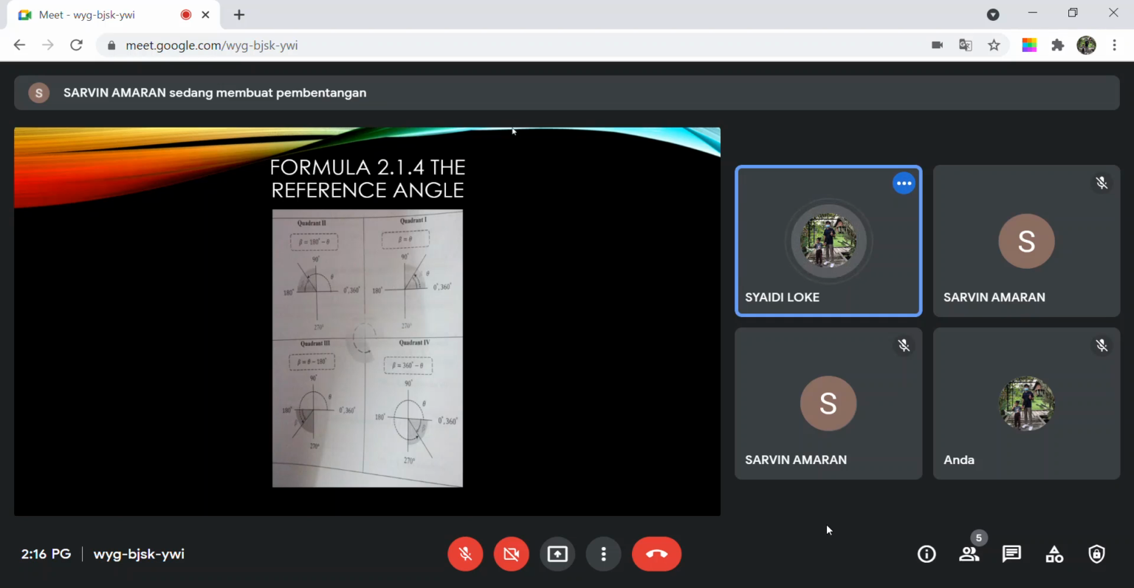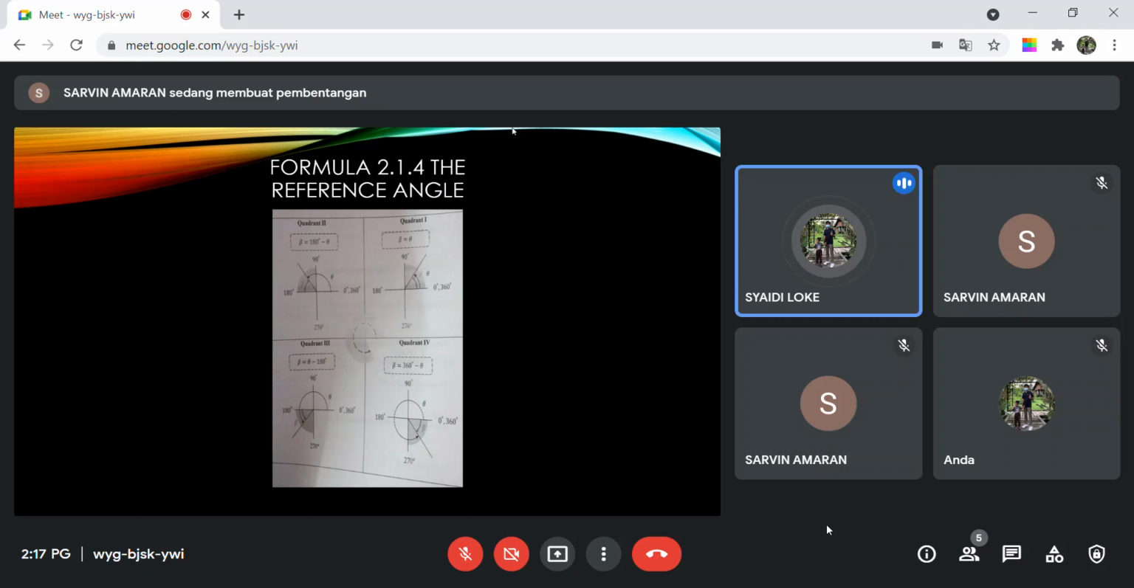So quadrant 1, reference angle equals theta. And the next, quadrant 2, reference angle equals 180 degree minus theta.